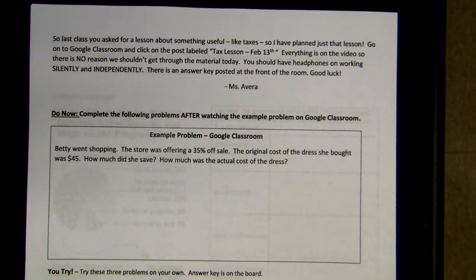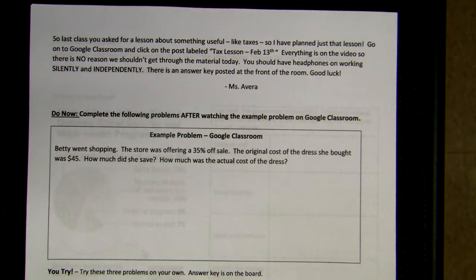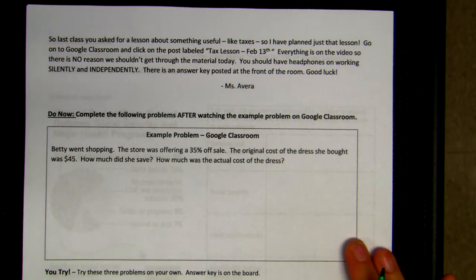So last class you asked for a lesson over something useful. So I planned a lesson that had to do with taxes, how you calculate your taxes, and how you figure out what tax bracket you are in. So I've planned something you have asked for, and I've given you all the resources to complete it fully and with correct answers, so I expect you to utilize them.